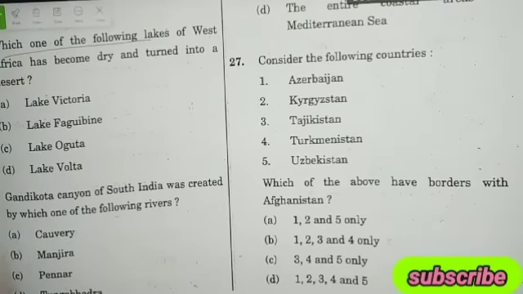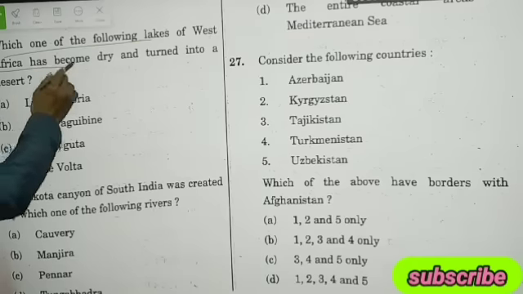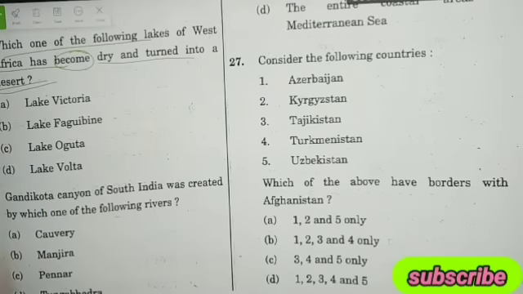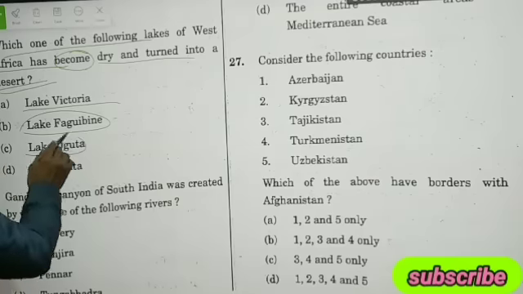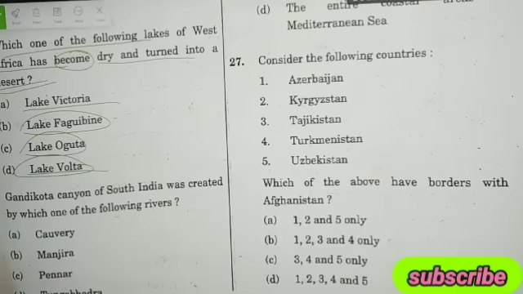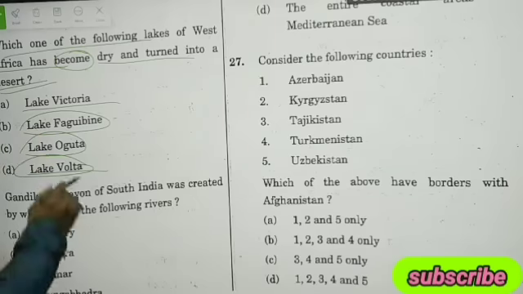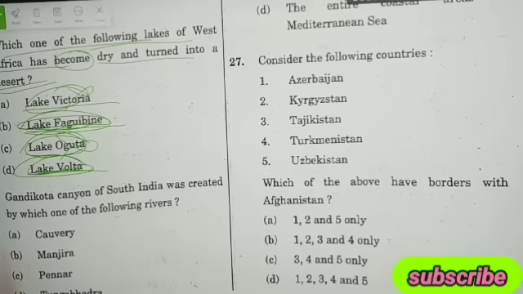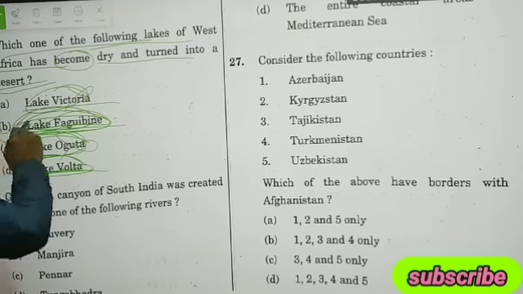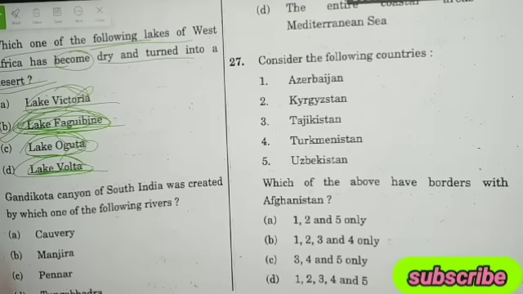Which of the following lakes of West Africa has become dry and turned into a desert? Lake Victoria, Lake Faguibine, Lake Oguta, Lake Volta. Lake Faguibine in West Africa has dried and turned into desert. Correct option B.